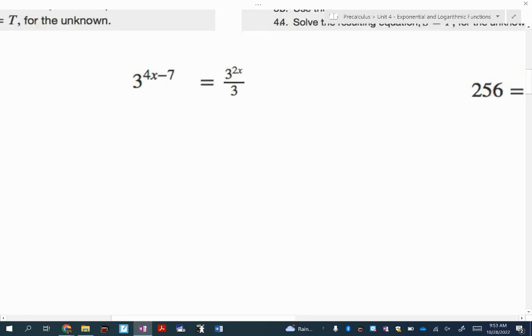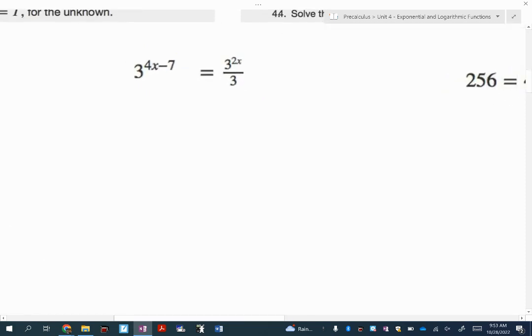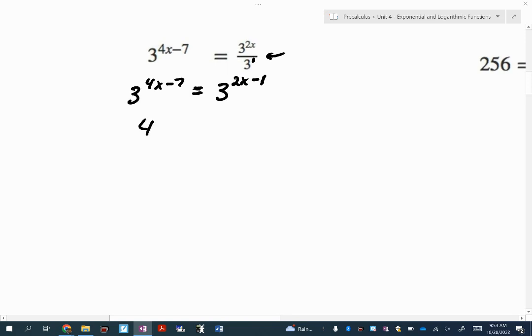Same idea here. They all have the same base of 3. I'm going to copy this one on the left. But if you look on the right, this is 3 to the 2x power over 3 to the first power. And when you were in Algebra 1 or even pre-algebra, you learned that one of your exponent rules says that you can subtract whenever you see that division symbol. So this would be 3 to the 2x power minus 1. So you can subtract the exponents. Now they have the same base. So let's drop those bases and just set the exponents equal to each other.